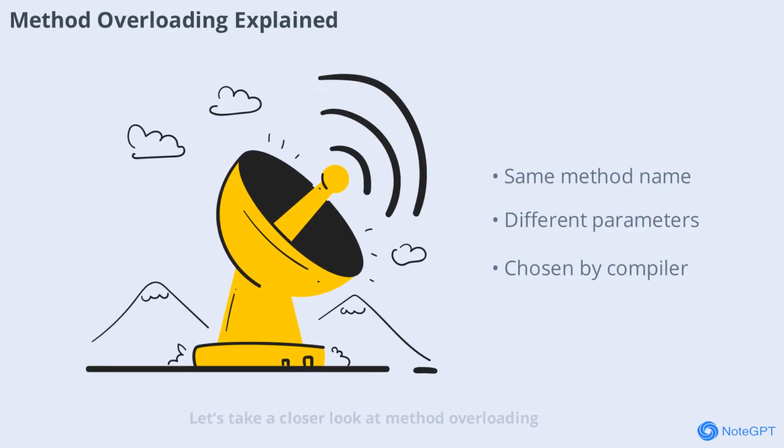Let's take a closer look at method overloading, a form of compile-time polymorphism. Method overloading allows you to define multiple methods with the same name but different parameter lists. This is useful when you want to perform similar operations with different types or numbers of inputs. The compiler selects the appropriate method based on the arguments you pass, making your code more intuitive and organized.